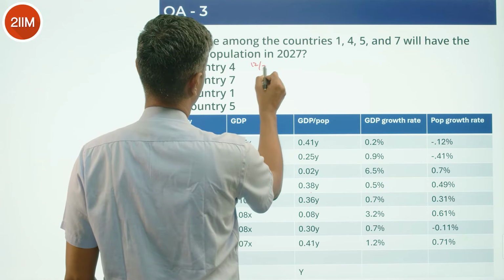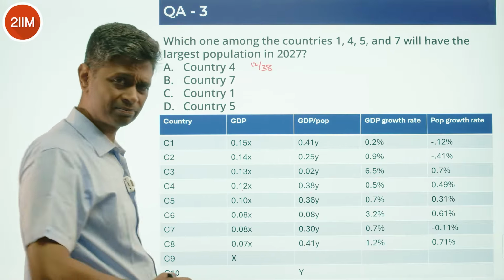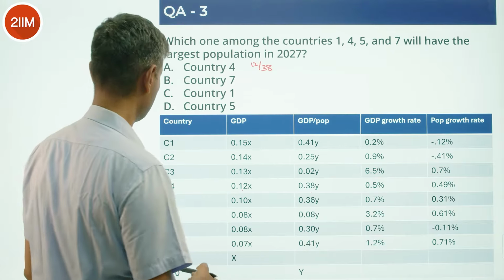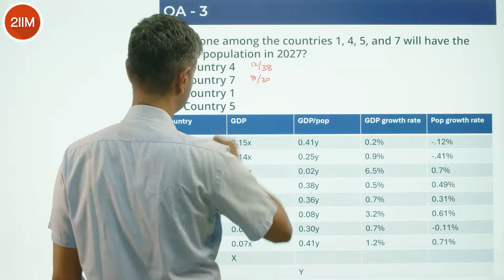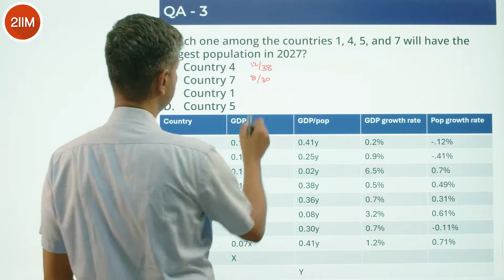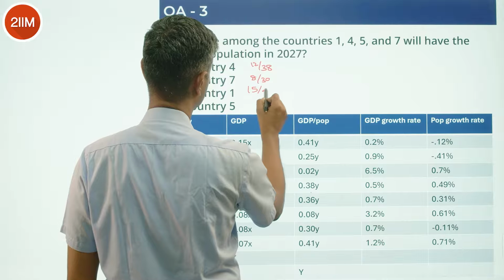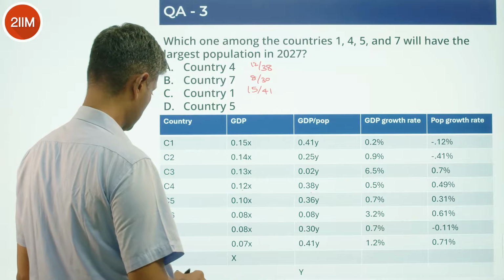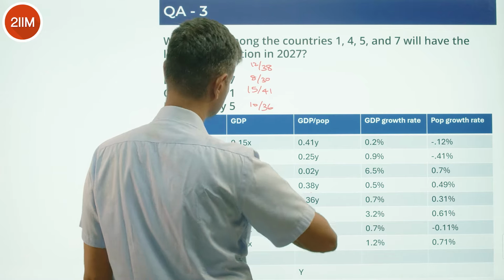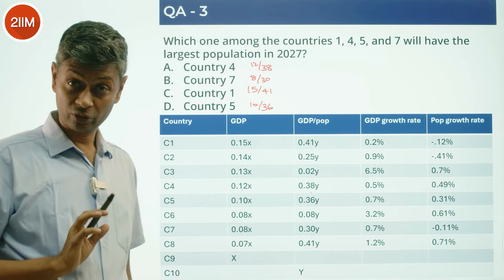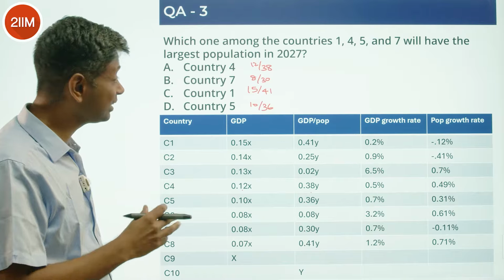I'm going to take the initial ratios: 12 by 38, 0.12, 0.38, country 7, 8 by 30, country 1, 15 by 41, country 5, 10 by 36. Nice, so far so good. And then 3 more years.